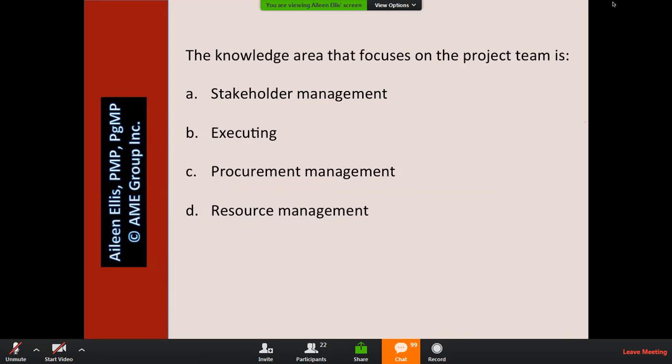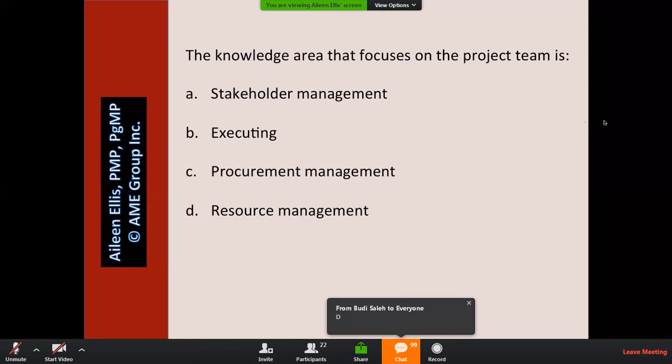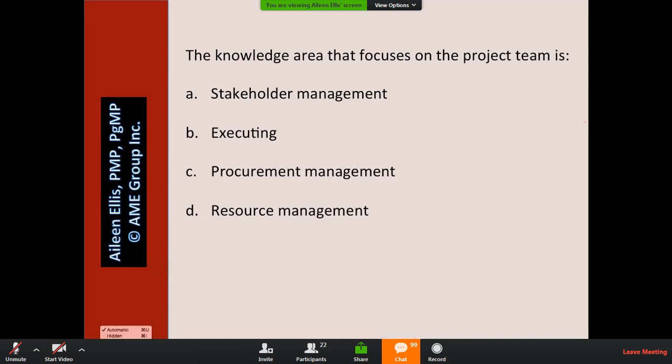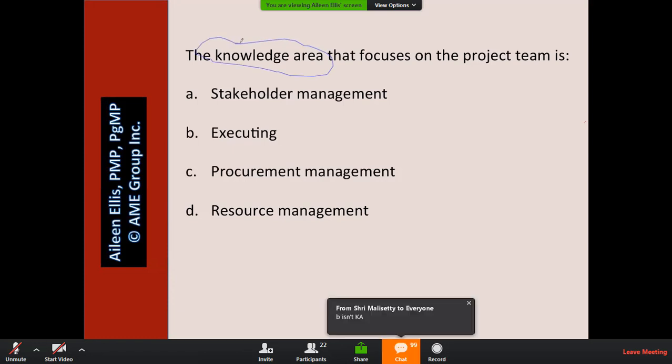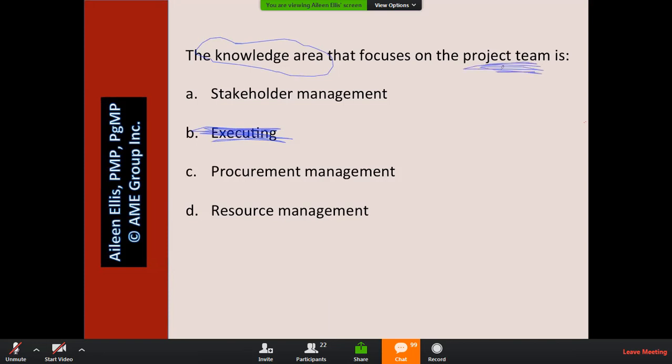Okay. The knowledge area that focuses on the project team is, whenever you're ready, type your answer into the chat. So first, when I look at the question, I see that I'm looking for a knowledge area. Since I'm looking for a knowledge area, what answer must be wrong? Okay, so from Shri, we know answer B must be wrong. Executing is a process group, not a knowledge area. So now we're left with 3, and it says that focuses on the project team.